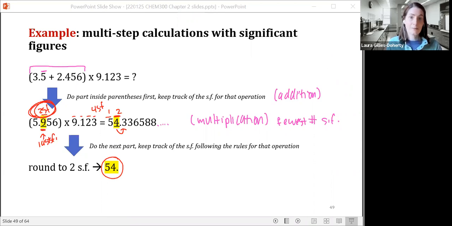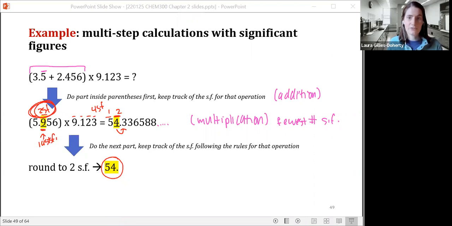So again, follow PEMDAS. You'll want to do parentheses first, then exponents, then multiplication, division, addition, and then subtraction. So follow the order of operations. And for each step that you do, keep track of the sig figs for that step. I like to underline or put an overline next to them, and then keep an extra 1 to 2 digits beyond the last sig fig so that you don't end up messing up your rounding at the very end.